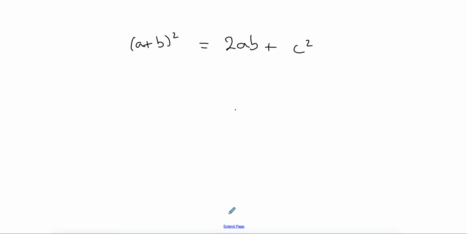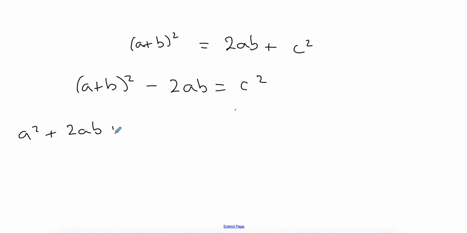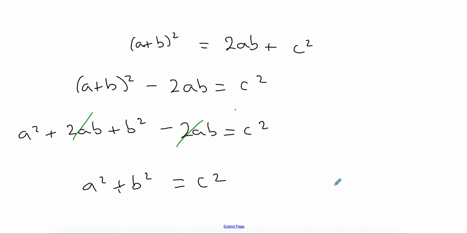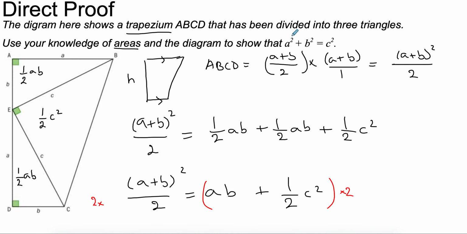Again, brush up on your algebra skills if this is not clear. I'm going to take this to the other side, so I'm going to have minus 2ab equals c squared. If you expand this, you're going to get a squared plus 2ab plus b squared minus 2ab equals c squared. And hopefully you've noticed that these two cancel out, and you end up with a squared plus b squared equals c squared. And that is precisely what we wanted to prove here.